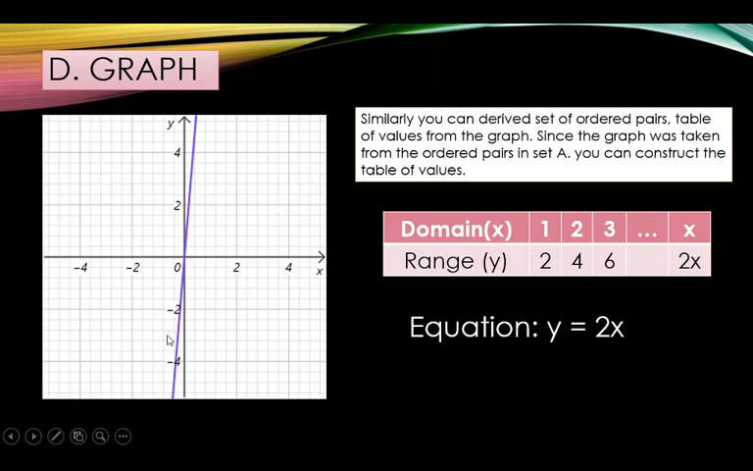So, let us recall what are the 4 different representations of relation. We have, anybody? We have, okay, so obviously we have here a graph, we have ordered pairs, we have arrow diagram, and we have tables and equations. So I hope you understand.